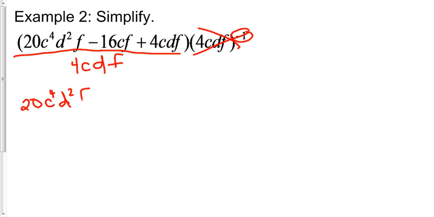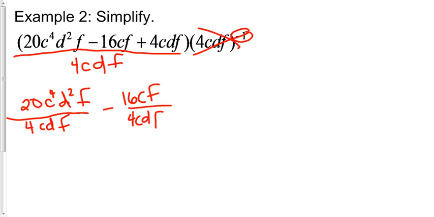So here's the first term. We're going to divide it by 4cdf. Follow the symbol in the numerator, so I've got a minus, then 16cf over 4cdf. Then a plus sign, 4cdf over 4cdf. Okay. Now simply simplify each fraction here and we have our answer.